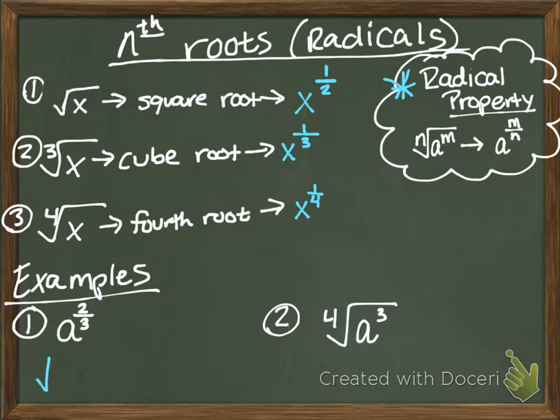So if I'm writing it in radical form, I know I'm going to have a radical. The denominator of my exponent is the number that goes outside the radical. So since 3 is the denominator of my exponent, we're going to have a 3 outside. Then a is going to be in here. And the numerator is the number that we raise a to. So since the numerator of my exponent is 2, we're going to have a squared inside.